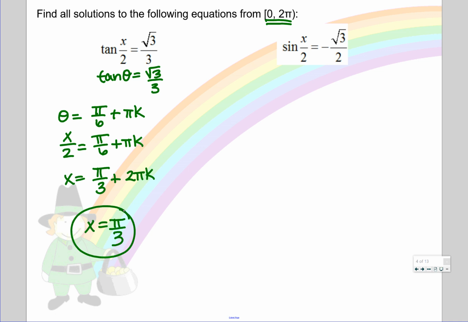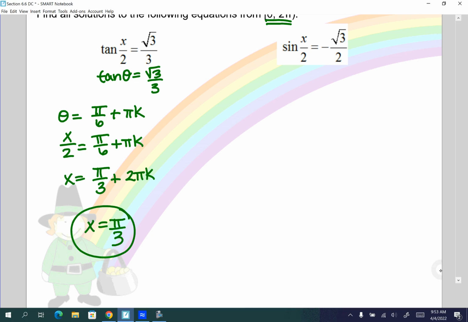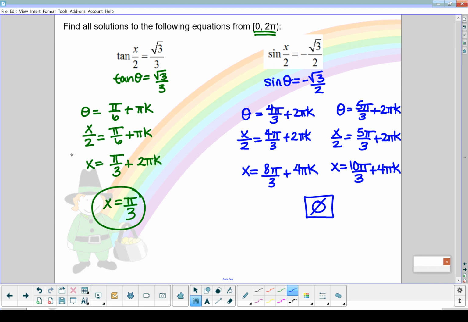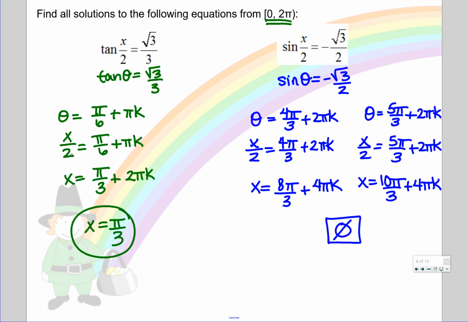Okay. So last problem of the day is for you guys to try the sine one. Okay? I'll give you a couple minutes. Great. What'd you get? Nothing is right. So it does have answers, but it has no solutions on the interval 0 to 2 pi.